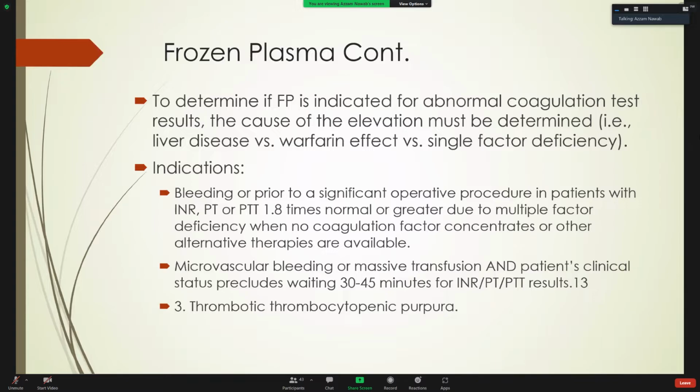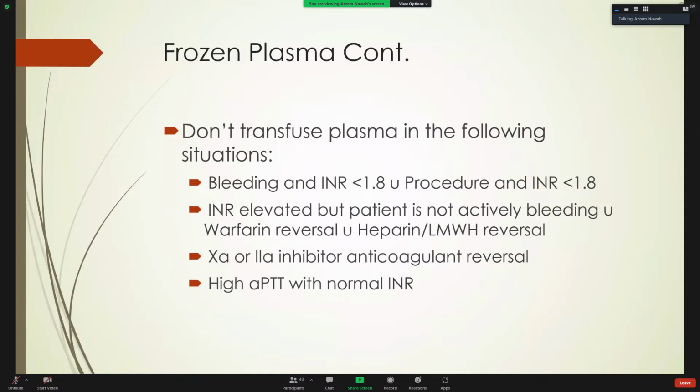Also in microvascular bleeding or massive transfusion, and when the patient's clinical status precludes waiting 30 to 45 minutes for INR, PT, PTT results, and in thrombotic thrombocytopenic purpura patients. We don't transfuse plasma in the following situation: bleeding with INR less than 1.8, even if it was intraoperative.